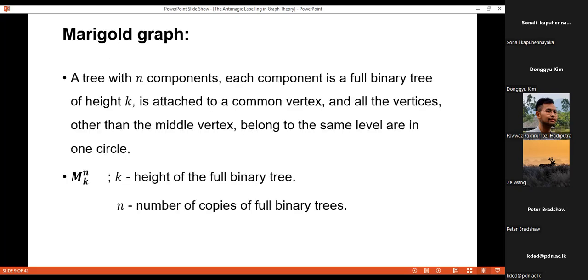Finally, we have created a new graph which is similar to the shape of a marigold flower. Therefore, we named it as marigold graph, and marigold graph is created using n number of copies of full binary trees of height k, and each tree is attached to a common vertex, and all the vertices other than that middle vertex belong to the same level or in one circle. And in this graph, one copy is considered as one petal. So a marigold graph with n number of copies of full binary trees of height k is denoted by M n k.